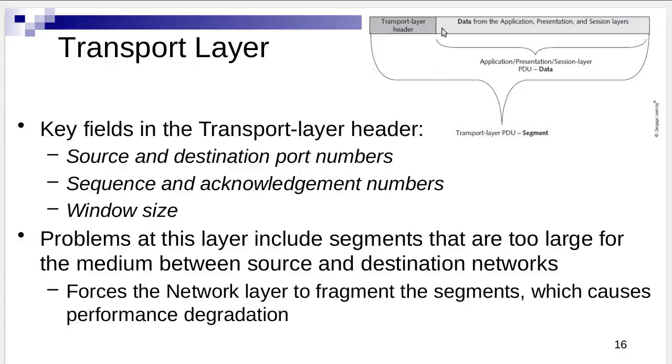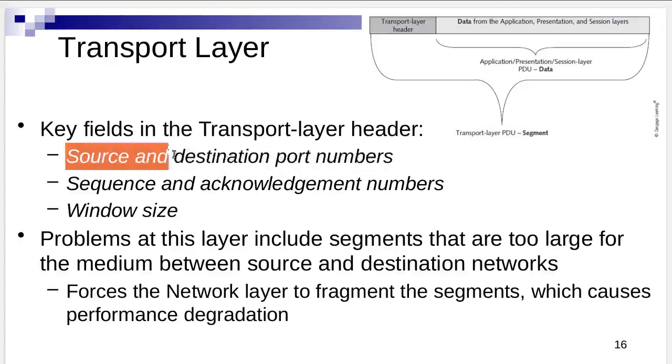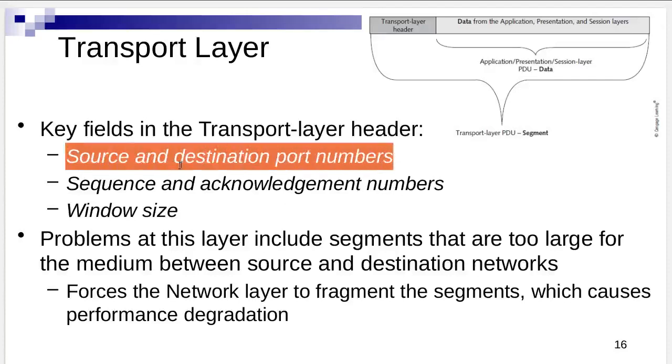The key fields that go into the transport layer header are source and destination port numbers, sequence and acknowledgement numbers, and the window size. The window size is telling the receiver, I'm sending number 1 of a window of 10 segments, and so tell me when you get all 10, I'll send you the next window of 10 or 20 or whatever. It turns out, although here it only lists source and destination port numbers, you actually do list the IP addresses too, but this is the main thing.